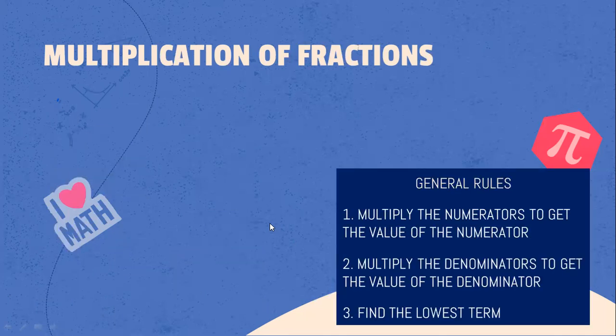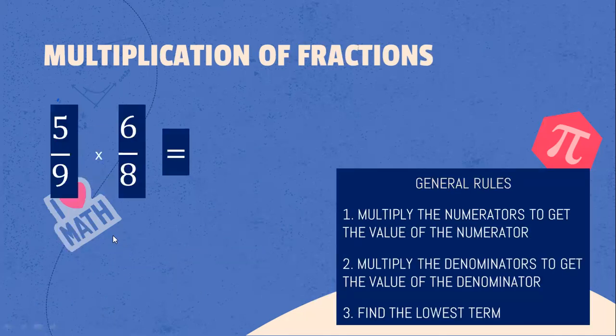You try this one on your own. What is 5 over 9 multiplied by 6 over 8? Just follow the rules. First, multiply the numerators to get the value of the numerator. Then multiply the denominators to get the value of the denominator. And the last step will be find the lowest term. You try it on your own. I'll be giving you enough time to solve it.